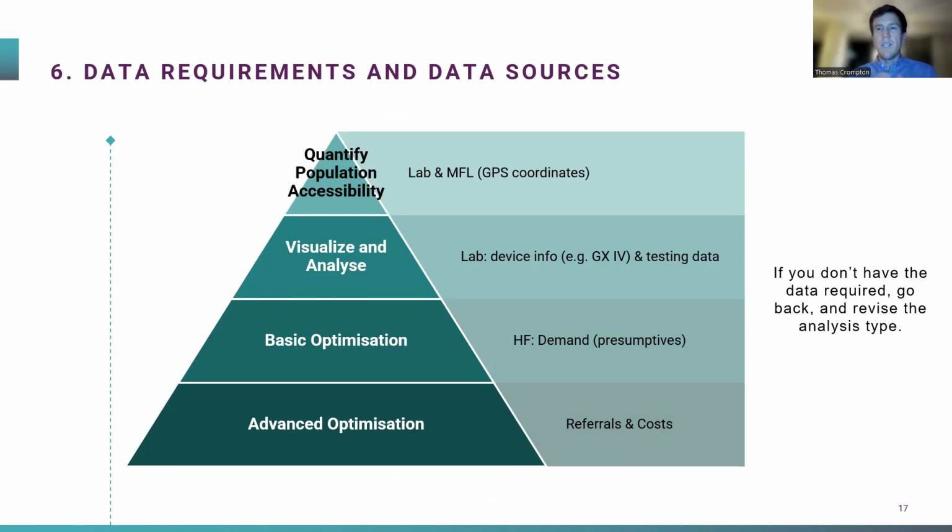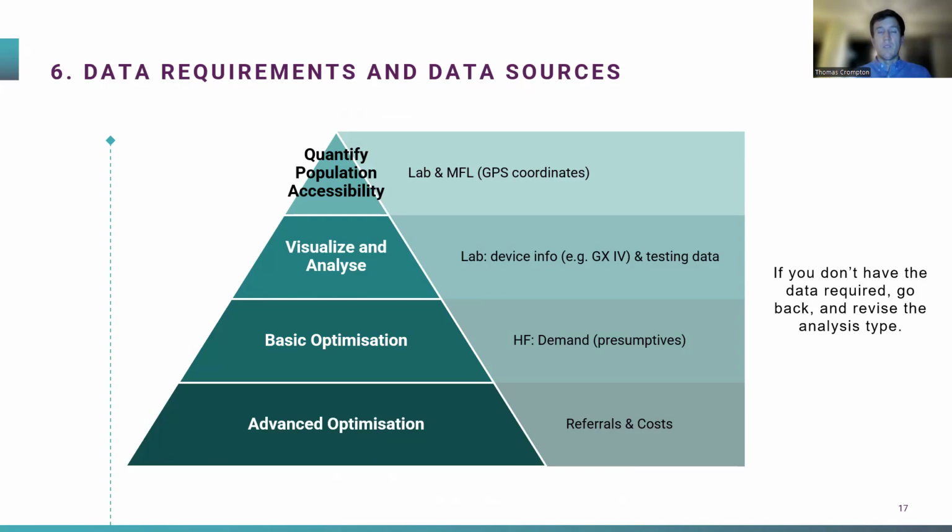The next layer, we start adding what we call demand. Essentially, how many tests are we expecting at each of the facilities? And if we think in the TB landscape, maybe that's the number of presumptives. So how many presumptives are coming to my health facilities, and if I were to test every one of those, what would that demand look like for each of the laboratories, and do we have enough capacity?